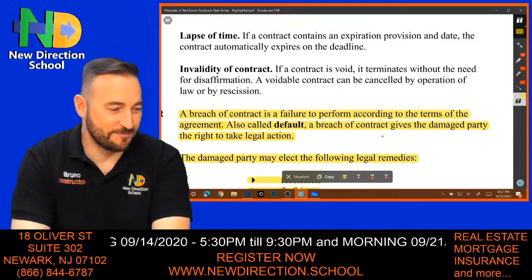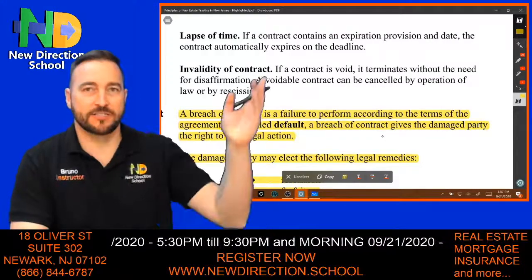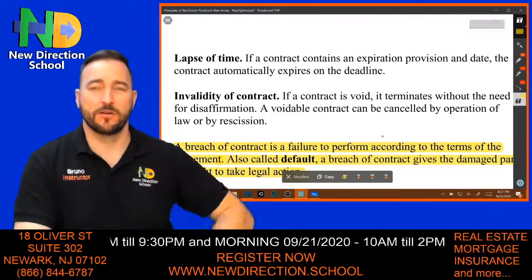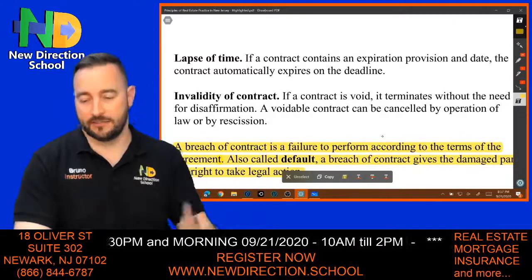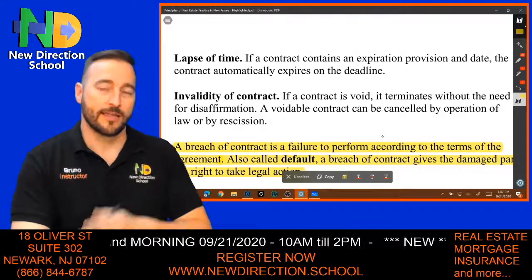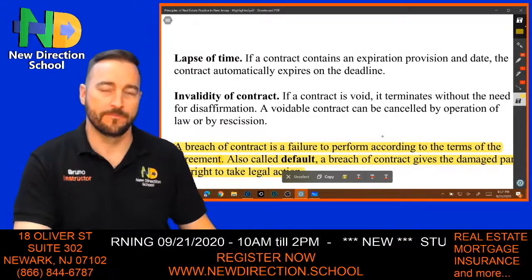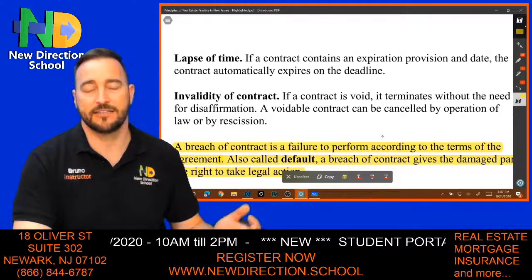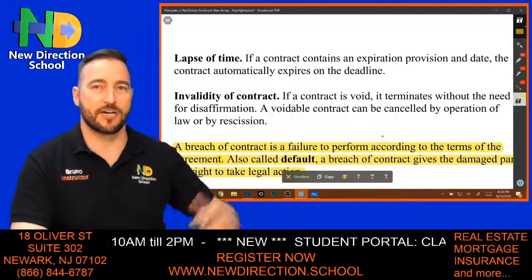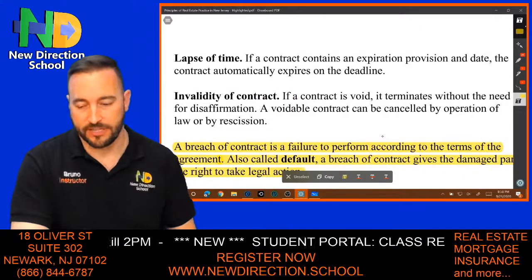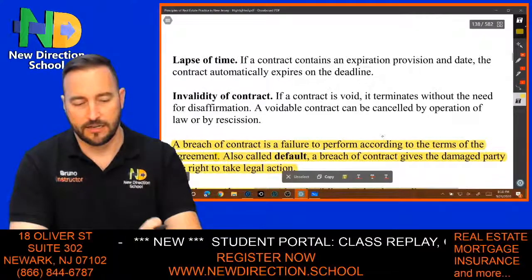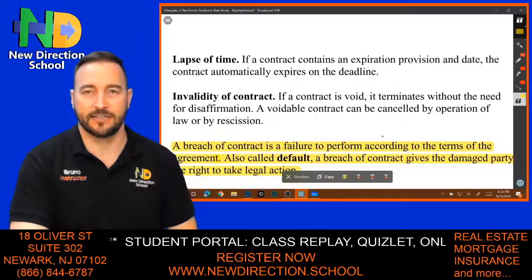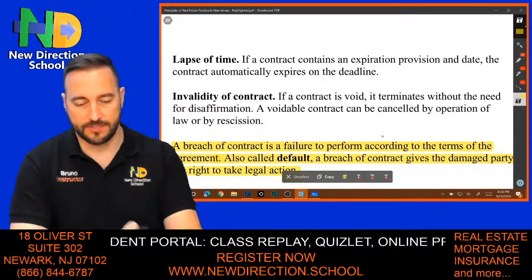All right. Lapse of time. In a listing agreement, as an example, let's say we listed for 6 months and the 6 months ends today, 9/21. If we did not renew as of tomorrow, the contract that we had to list the property and get compensated for it has ended automatically. So lapse of time, it ended. Invalidity of contract, we already talked about that. If it's void because it's illegal or whatever reason, it's automatically voided, so nothing to be said.